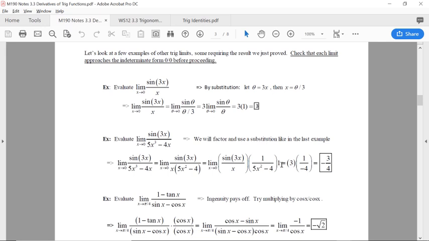All right, and yeah, that 1 I think is just a typo. It doesn't need to be there, that extra 1 floating around out there. Okay, so now we have the sine of 3x over x. I didn't include the work down here because we already did it up here.